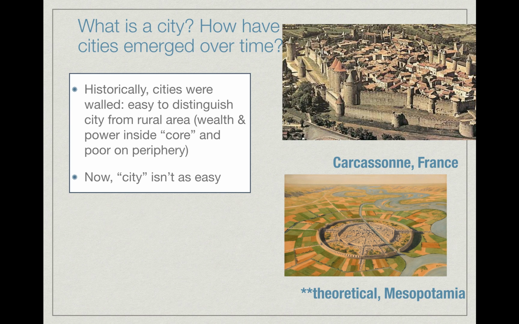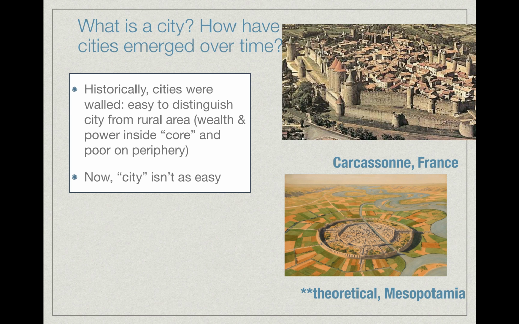Historically, cities were also walled. This is why it made it easy in ancient times to differentiate between what is a city and what is not a city. And they were walled for protection. Now, that bottom picture, I want to be careful there. That's a theoretical picture of what some of the Mesopotamian civilizations may have looked like. You see that center walled city. You see the organized grid pattern. You see the farmland outside of the walls. That's just a theoretical. That's not actually a photograph.